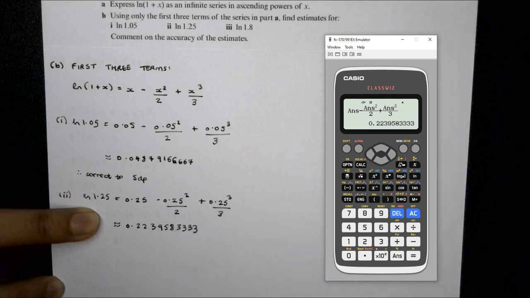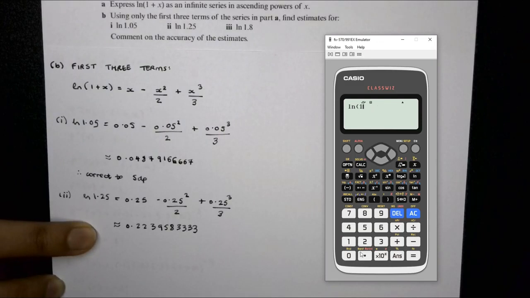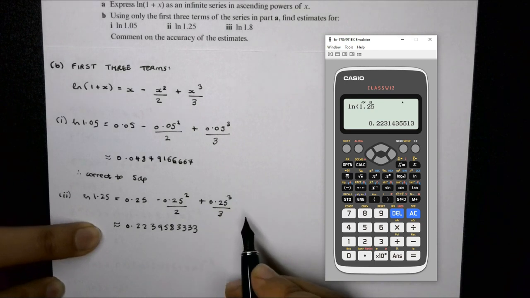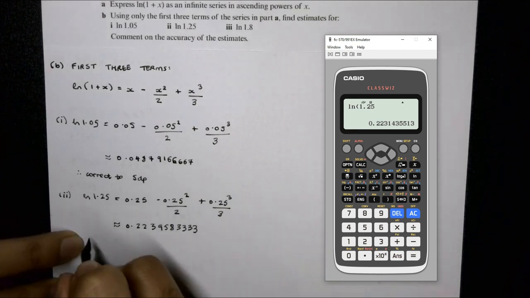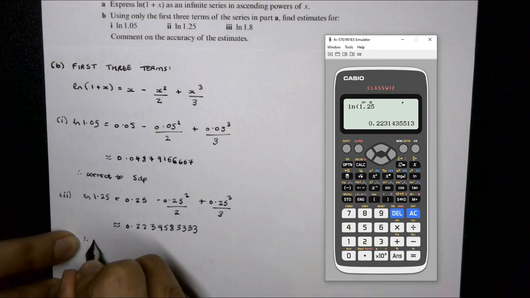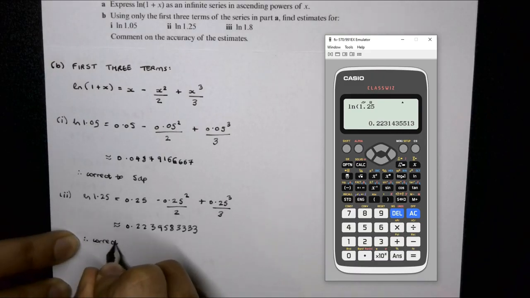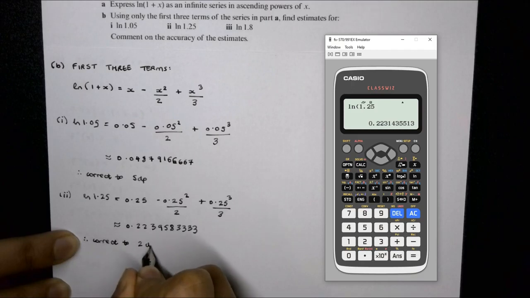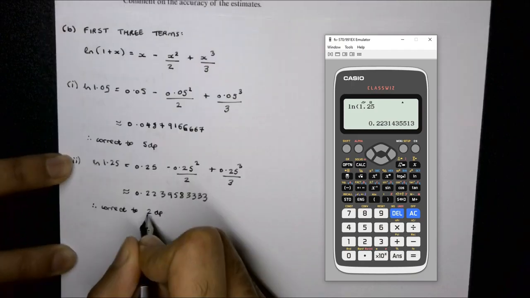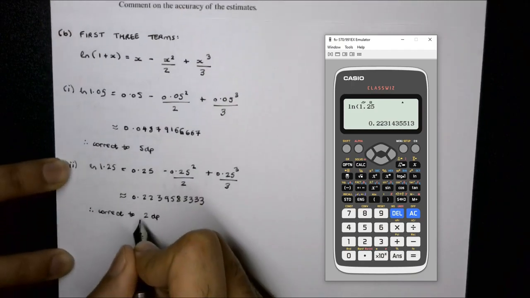You'd find if we write down all the values that our calculator displays, we get 0.2239583333. And if we work out the actual value of the natural log of 1.25, you'd find over here this result is correct to 2 decimal places, because after that the answer is different. So this is correct to 2 decimal places.